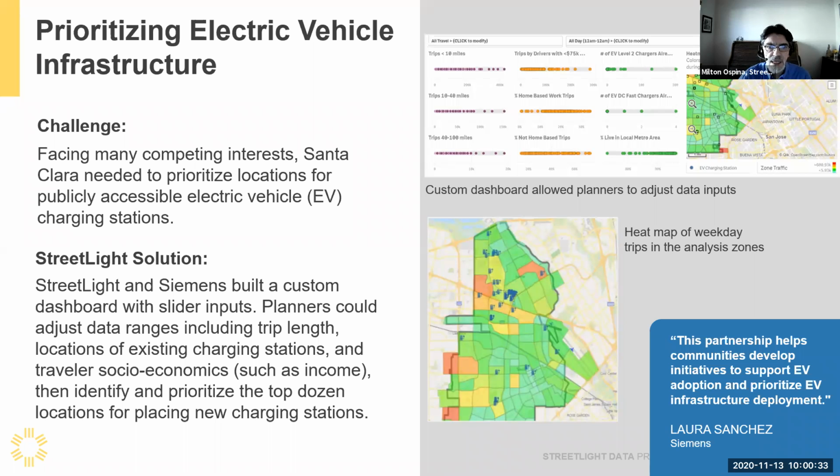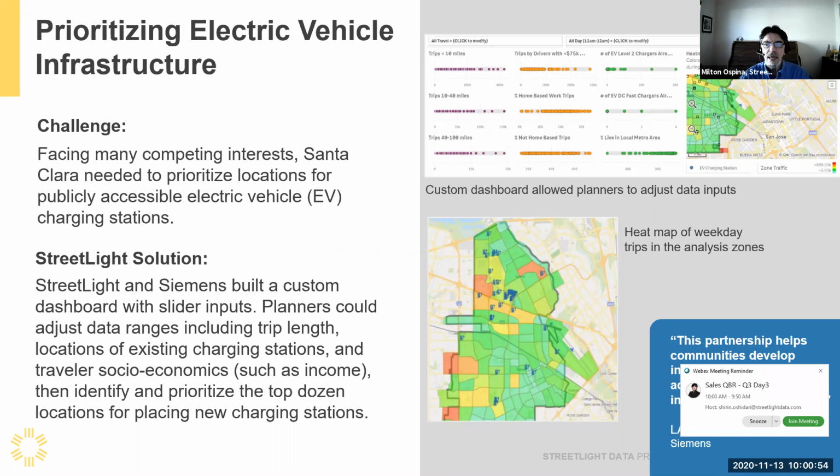This one has been kind of fun. We partnered with Siemens, and as you all know, electric vehicles are becoming very popular. The state of Colorado has a very aggressive program to set up EV charging stations all over the state. This happens to be an example from Santa Clara, California, and they wanted to make some decisions not just about putting EVs anywhere, but about how people navigate in the Santa Clara area.